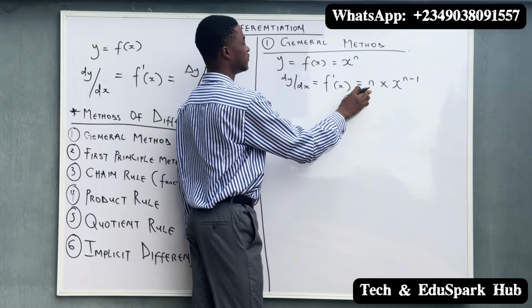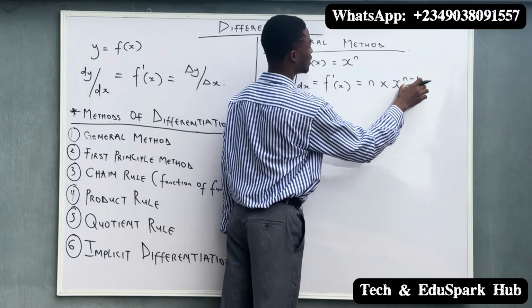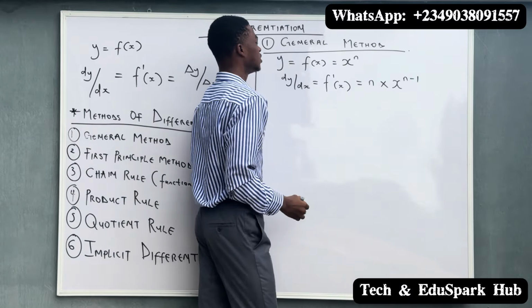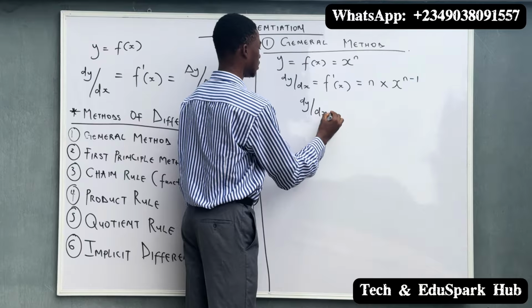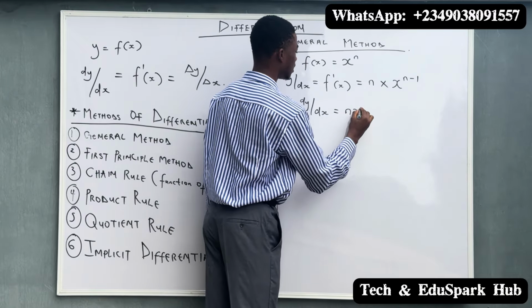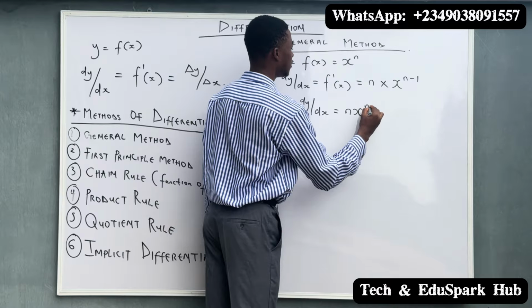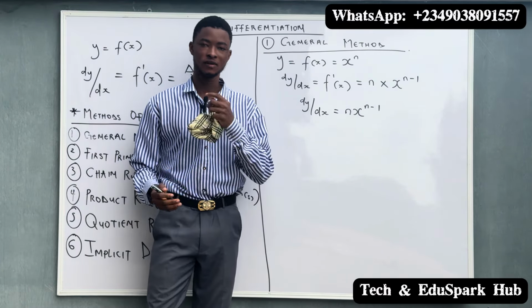So you bring the power to the front and you multiply it with everything that you have initially, and you now subtract the power by 1. So in this case, dy over dx will be equal to n multiplied by x, which gives us nx, raised to power n minus 1. So this is how to solve the general method of differentiation.